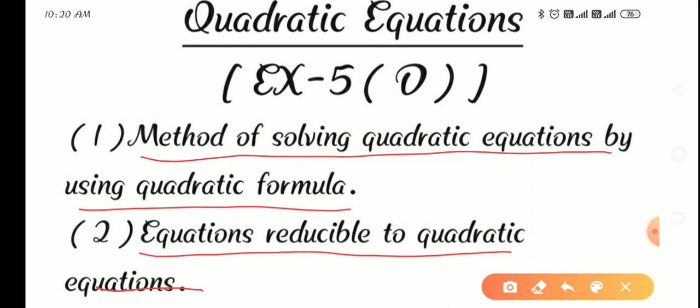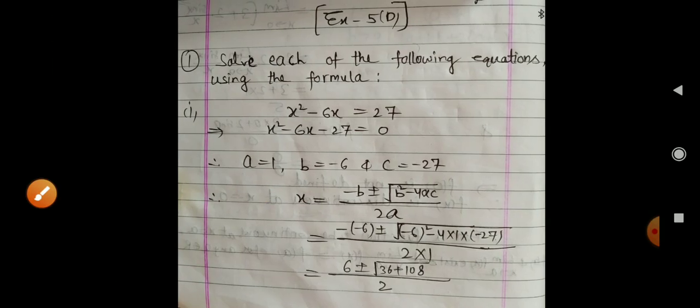Although I explained this topic already in my previous videos, that time I did not take questions from the exercise. Today in this video I am going to solve some questions of the exercise, and in those questions I will discuss these 2 points. So you see the questions.